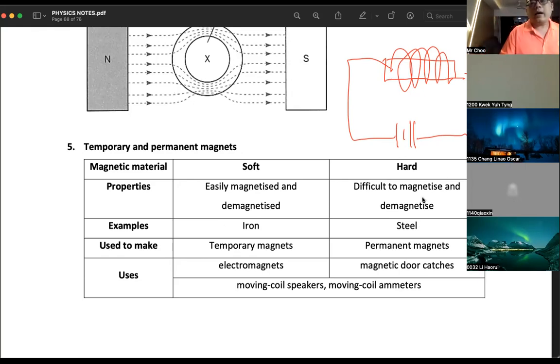Since hard material makes a good permanent magnet, why do we bother to use iron? What kind of application is useful to be easily magnetized and demagnetized? Why do you want things to be easily magnetized and demagnetized? Do you have any clue? In what kind of practical scenario would a soft magnetic material be useful? Can you all go and think?